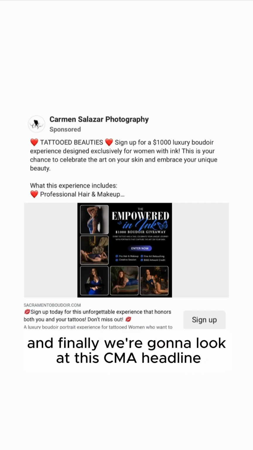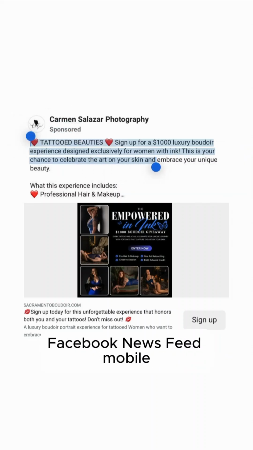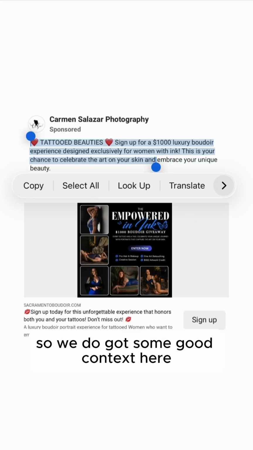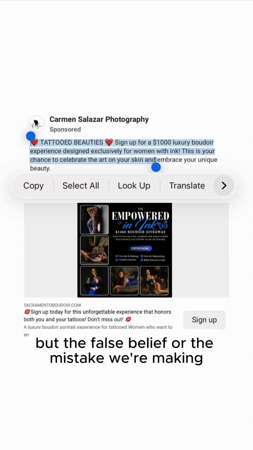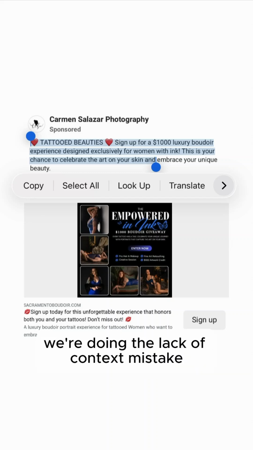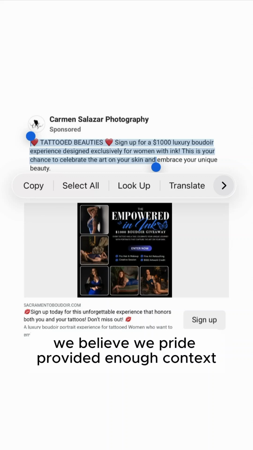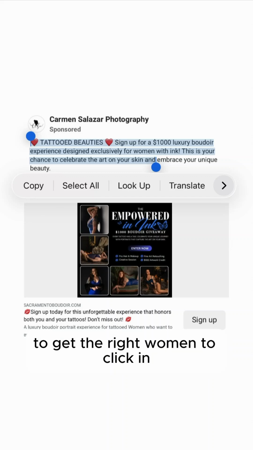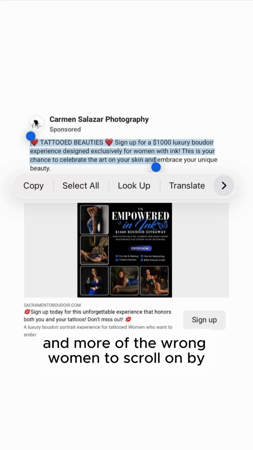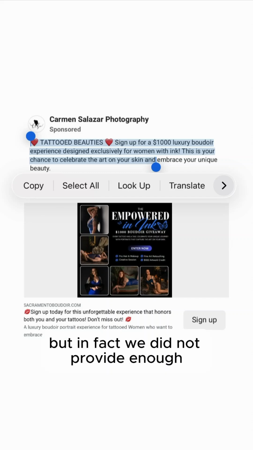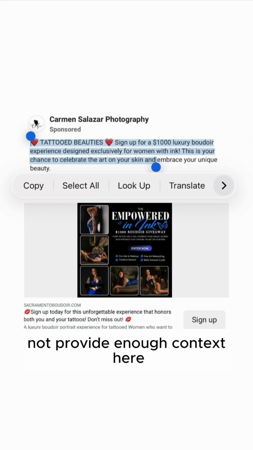And finally, we're going to look at this See More headline, the first 2 3/4 lines, Facebook newsfeed mobile. So, tattooed beauties. So, I think this is your chance. All right, so we do have some good context here. But the false belief, or the mistake we're making, is the lack of context mistake. The false belief that causes us to make this mistake is we believe we provided enough context to get the right women to click in, and more of them, and more of the wrong women to scroll on by, and helping the Meta ad algorithm optimize. But in fact, we did not provide enough context here.